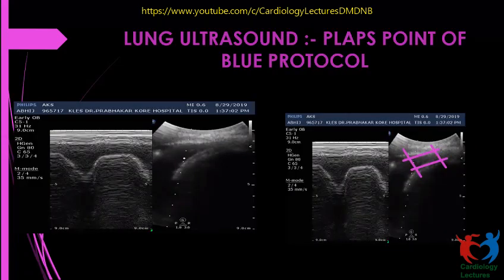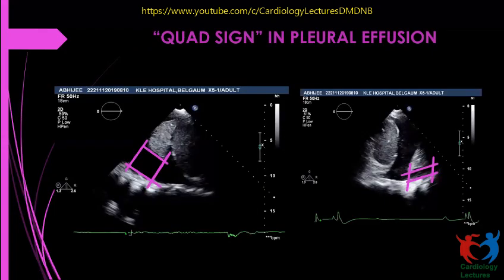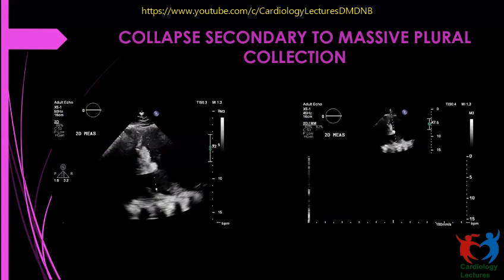So this is a sinusoid sign, and this is a quad sign. This is the parietal pleura, this is the visceral pleura, and these are the rib margins which we have delineated, and it gives a quadrant. This is also a quad sign. This is a collapse secondary to the massive pleural effusion.